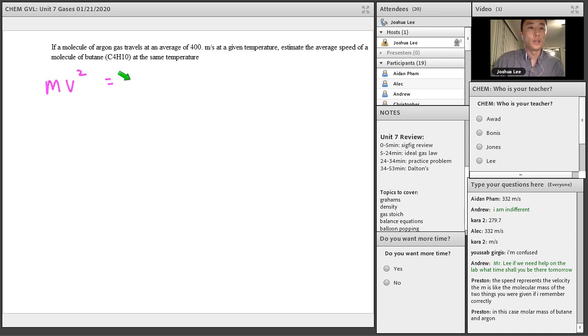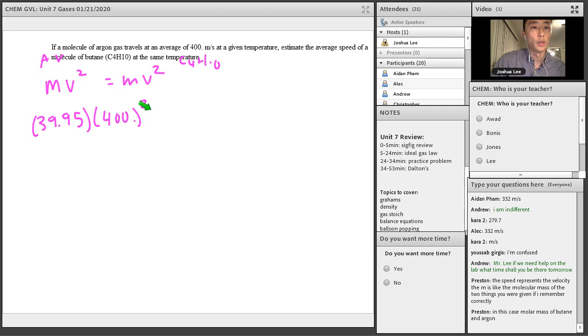Speed represents velocity. The m is like the molecular mass of the two things you were given. In this case, molar mass of butane and argon. Correct. Graham's law: mv squared equals mv squared. So let's just say this side's going to be argon, this side's going to be butane. So I have to figure out the mass of argon. Mass of argon is 39.95. And the velocity of argon is 400 squared. Equals, I know I could find the mass of butane.